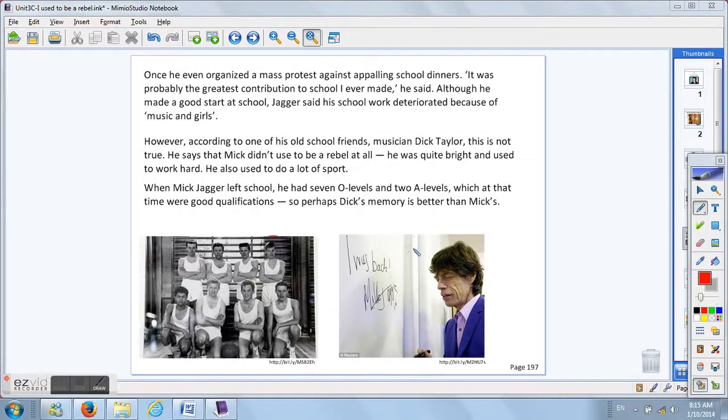And the 3 on this page: Mick didn't used to be a rebel at all. Used to work hard and used to do a lot of sport.